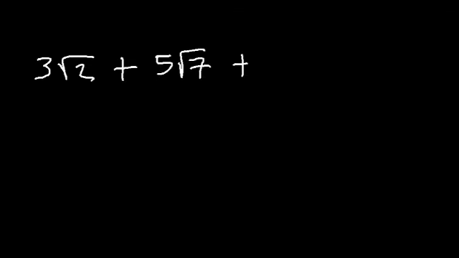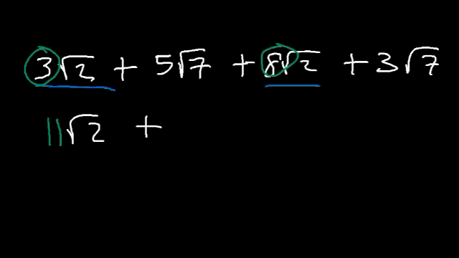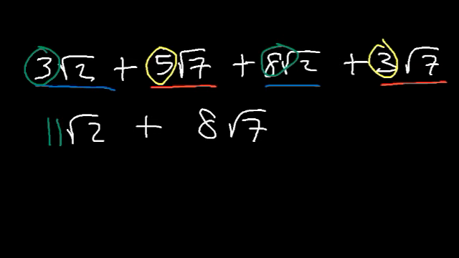Another example, let's say if you have 3 radical 2 plus 5 radical 7 plus 8 radical 2 plus 3 radical 7. These are like terms. Because the radical 2 is the same, you can add the 3 and 5, not the 3 and 5, but the 3 and 8. 3 plus 8 is 11, so it's 11 root 2. Now these two are like terms. You can add the 5 and the 3 to give you 8, so it's 8 root 7.